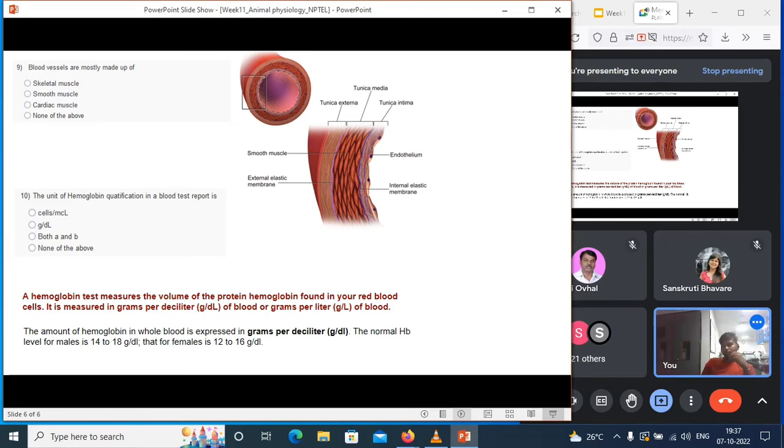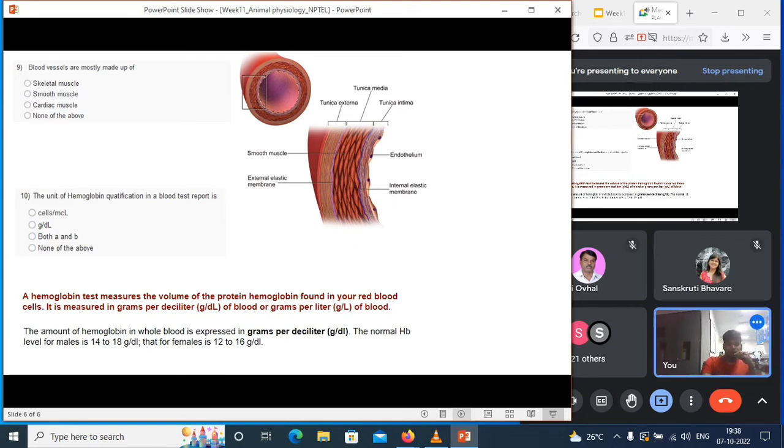And the unit of hemoglobin quantification in a blood test report is gram per deciliter. Gram is considered one of the standard units, so gram per deciliter is basically what is found in a blood report. The standard value is around 14 to 18 in males and 12 to 16 in females.